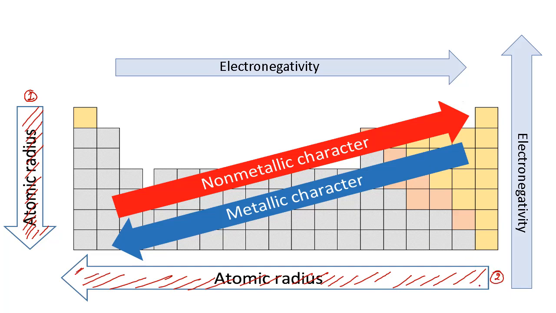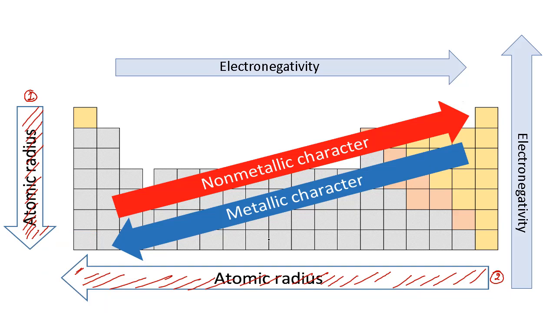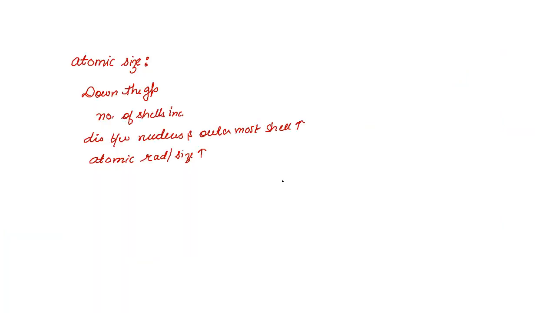Now let us move on to the third thing, which is electronegativity. So for that, we first need to know what electronegativity is. We discussed in the previous lectures, electronegativity is the tendency to accept the shared pair or to attract the shared pair of electrons towards itself. Okay, so how do we define it?